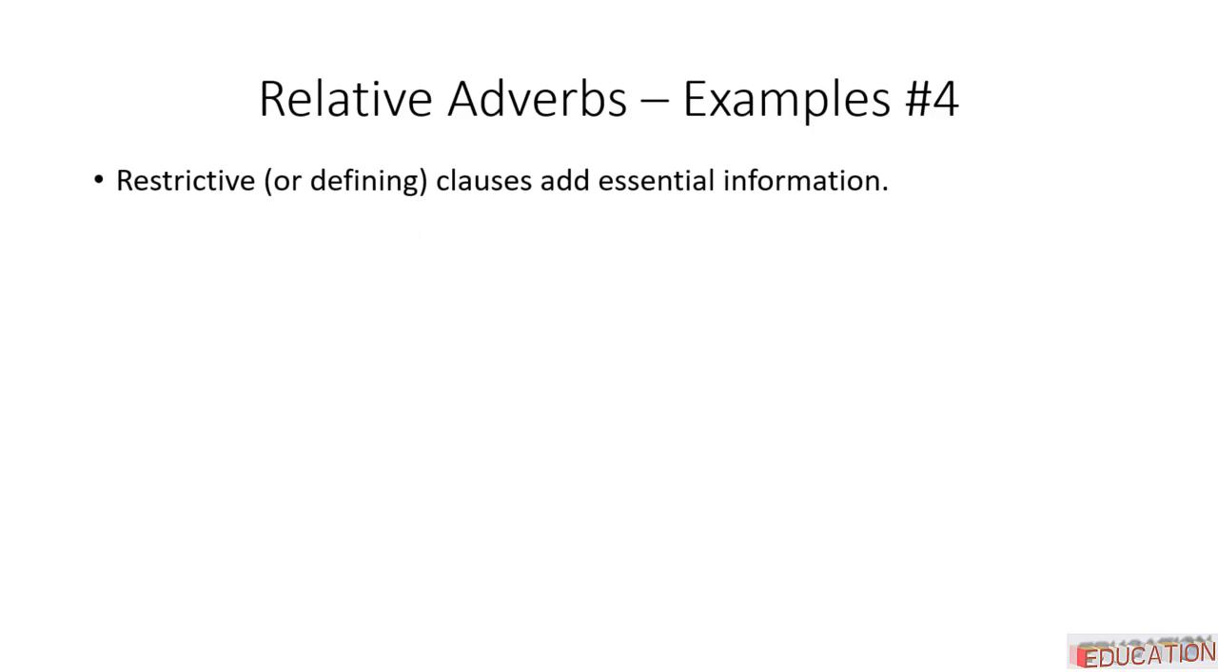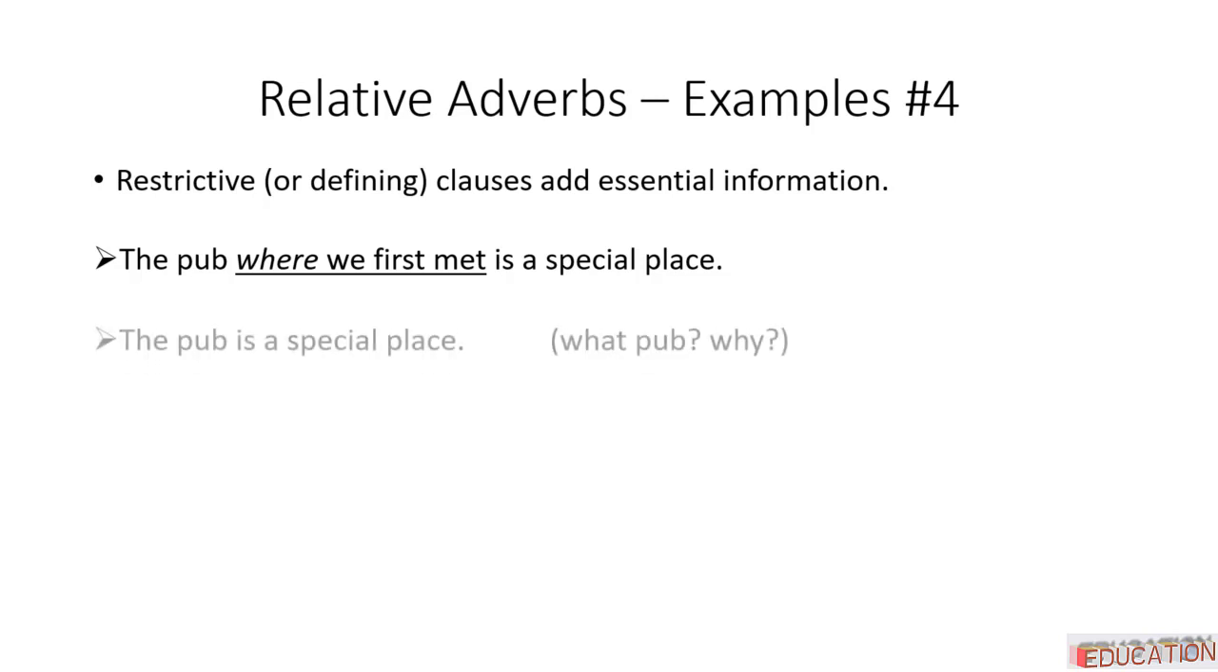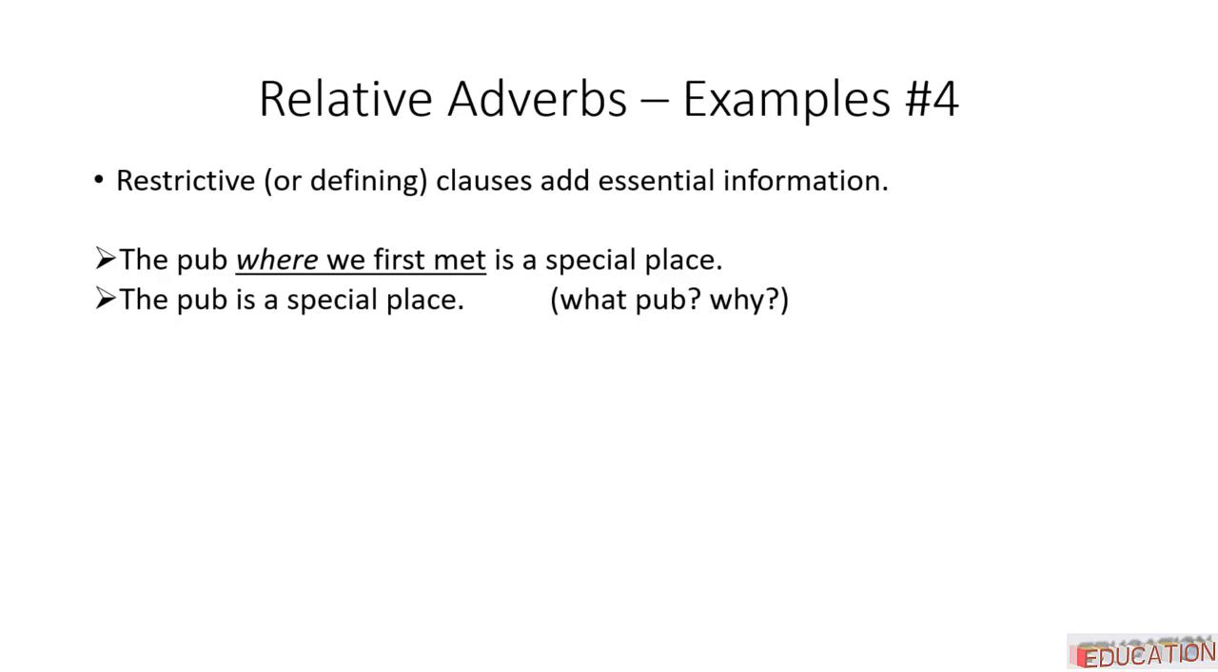So when we add essential information, the pub where we first met is a special place. And if we take out this essential information that's underlined, we get the pub is a special place. Well, what pub? Why is it special? The thing that makes it special is it's the pub where we first met. And that's important.